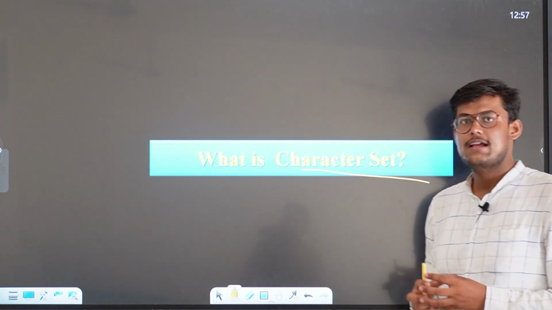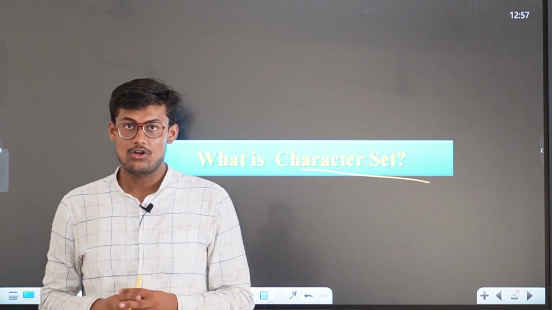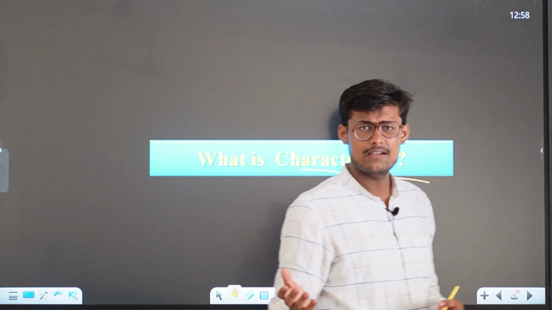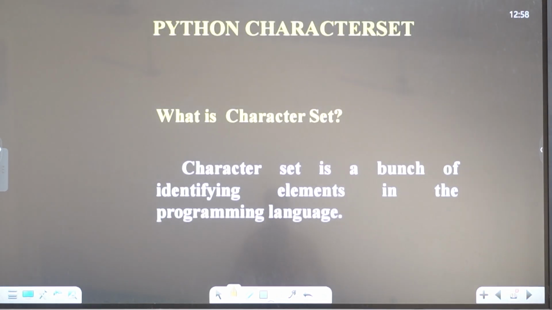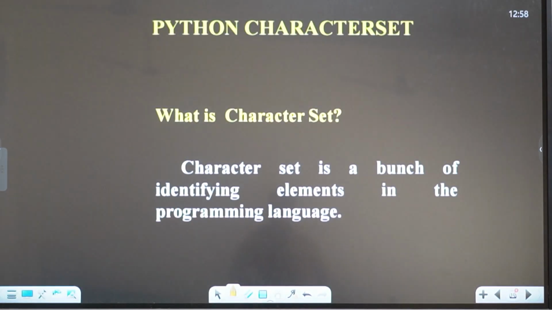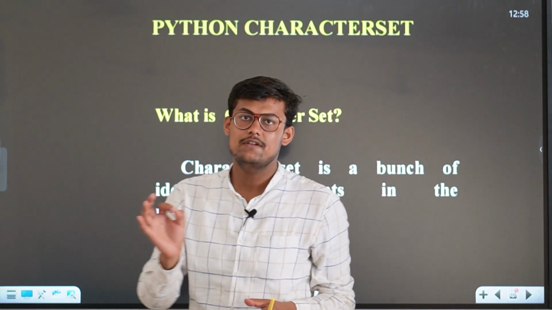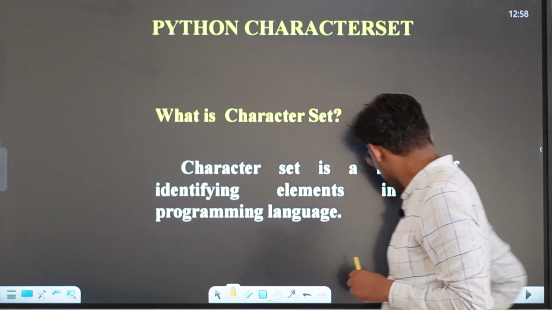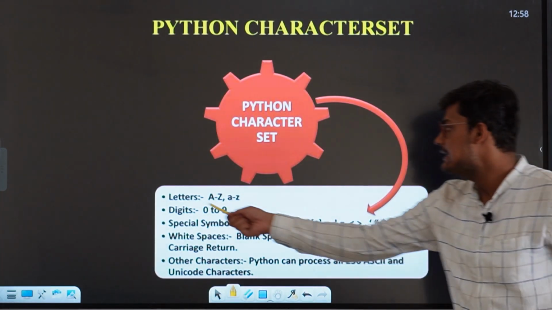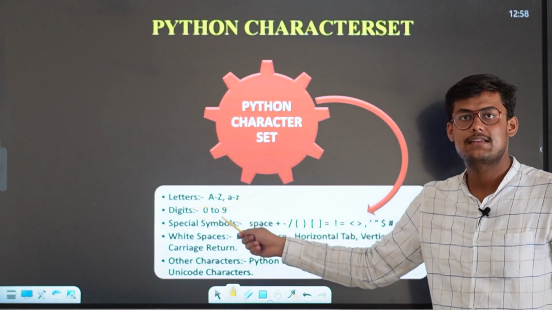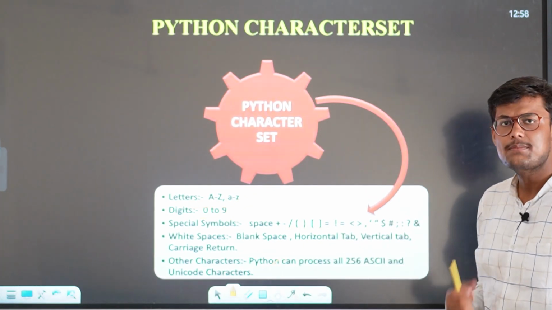So according to that, Python or any programming language also uses some set of characters in order to write code in that particular language. If we talk about the definition, a character set is a bunch of identifying elements in a programming language. A bunch of identifying elements means a bunch of characters. And now we will see what those characters are. The Python character set includes letters from A to Z, small and capital, numbers 0 to 9, these special characters, white spaces and some other characters.